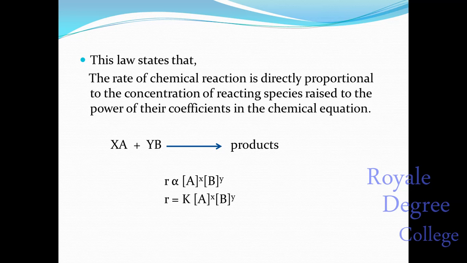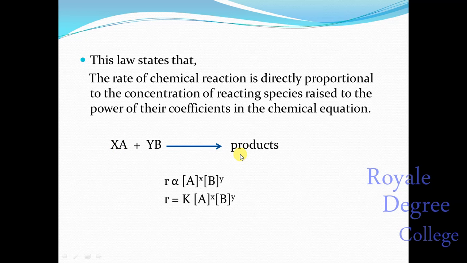This law states that the rate of chemical reaction is directly proportional to the concentration of reacting species raised to the power of their coefficients in the chemical equation. Here you can see the reaction. x is the number of moles of capital A plus y is the number of moles of capital B. When A and B reactants react with one another, we get the products.